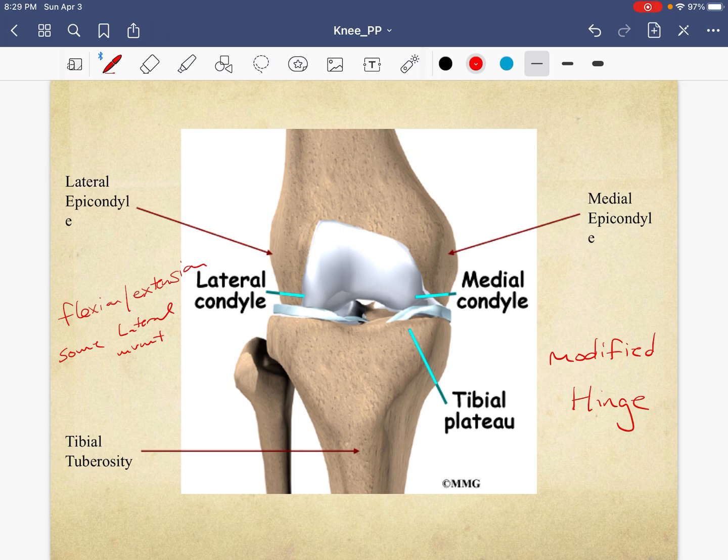If you were to flex and extend your knee, it more or less looks like a hinge joint, kind of moves in one plane. But once we begin to look a little bit more closely at the articulating surfaces, there's a little bit of lateral movement. Not able to be seen with your naked eye, but it is still there. So that's why it's called a modified hinge joint.